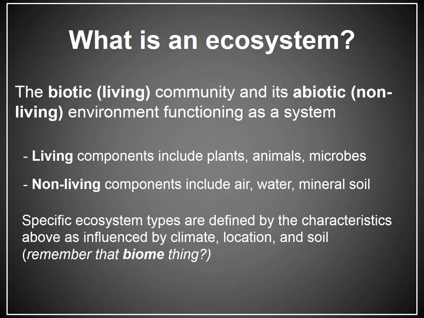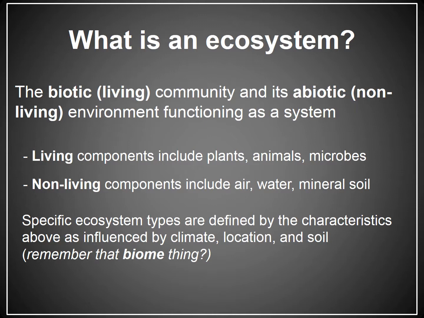First, we need to establish what an ecosystem is. We can classify an ecosystem as a biotic community, a living community, and its abiotic environment, a non-living environment, functioning as a system. Here we're primarily concerned with forest ecosystems. The term terrestrial ecosystem refers to land ecosystems in general as opposed to aquatic ecosystems or water ecosystems.